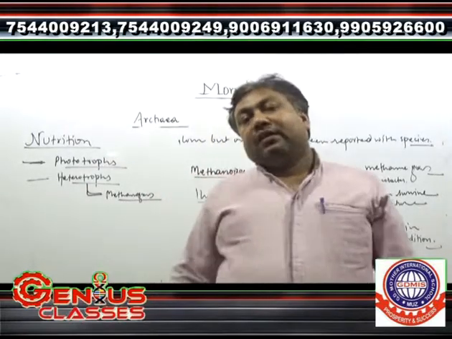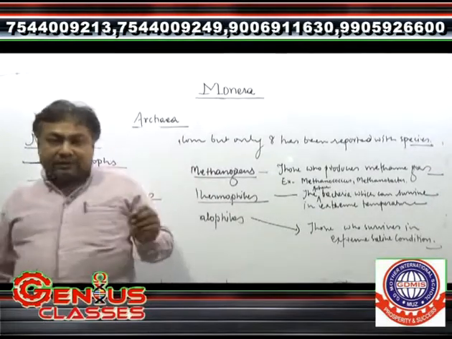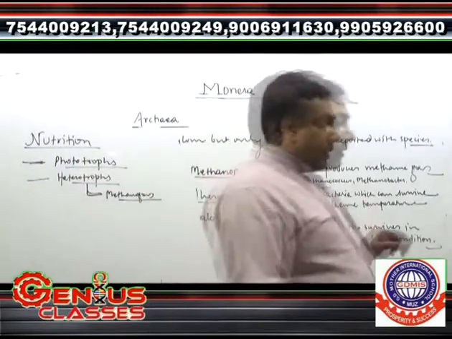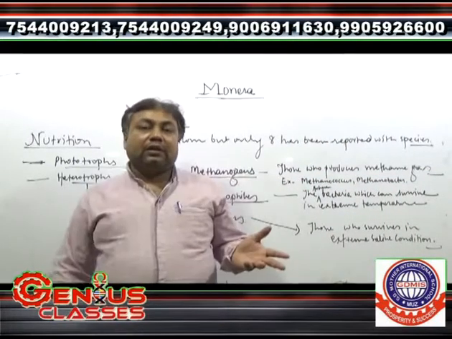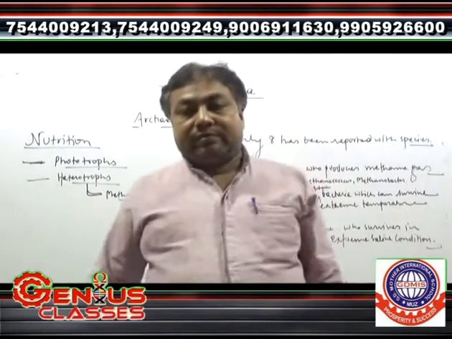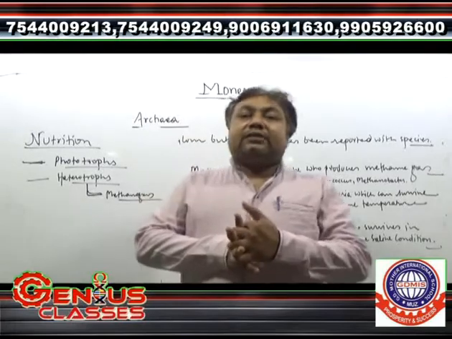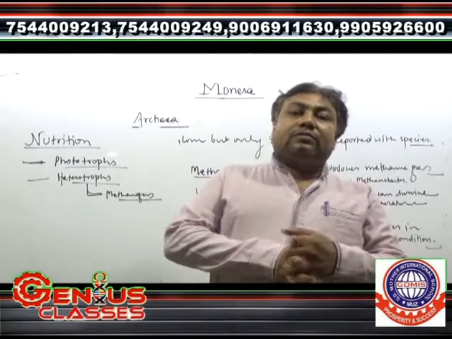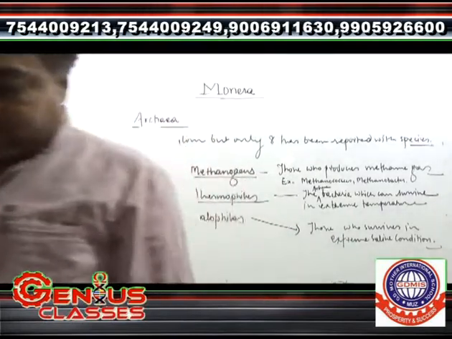Okay? Now we come to the nutrition. They are autotrophic as well as heterotrophic. In autotrophic, there may be phototrophs as well as chemotrophs. They reproduce by binary fission. So this is all about archaebacteria. In the next class we will study Eubacteria in detail. Thank you.